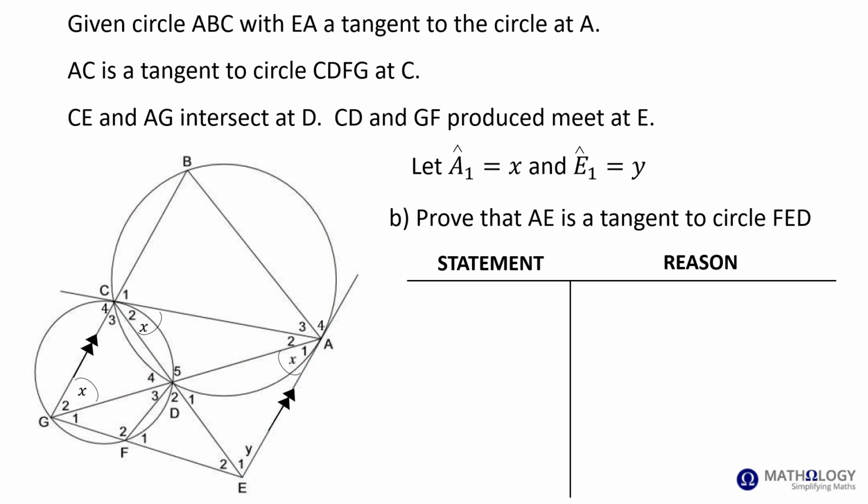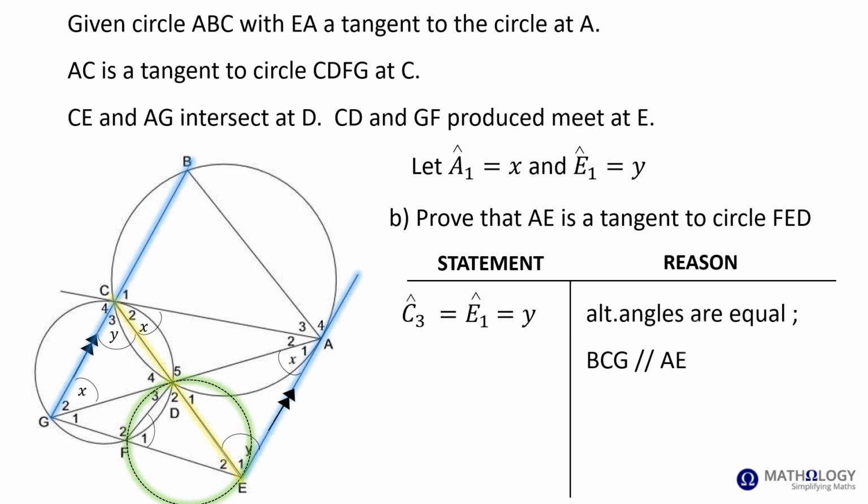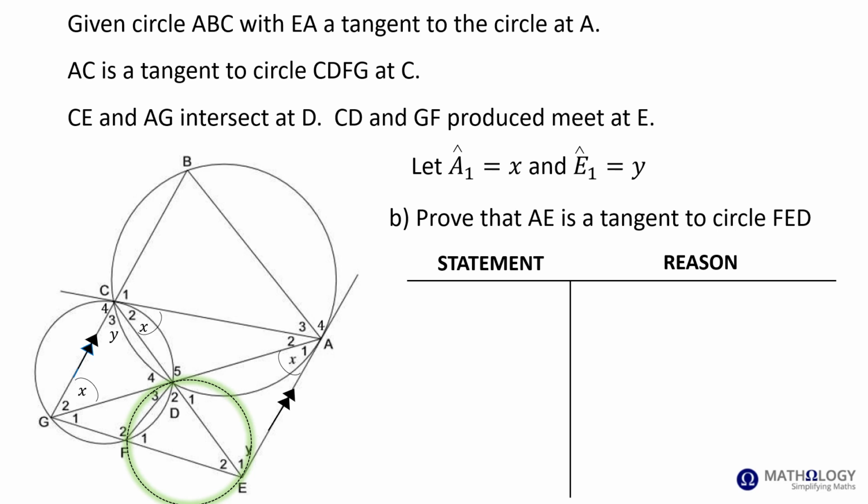Next, we are required to prove that AE is a tangent to circle FED. In order to prove this, we will need to prove that angle E1 equals angle F1. Since we have just proven that BCG is parallel to AE, we can state that angle C3 equals angle E1, as the alternate angles are equal. We now need to relate angle C3 to angle F1.